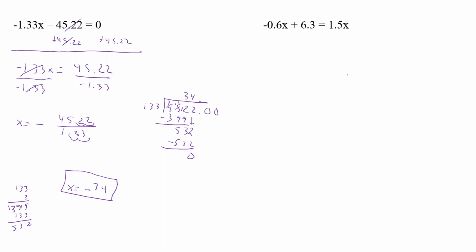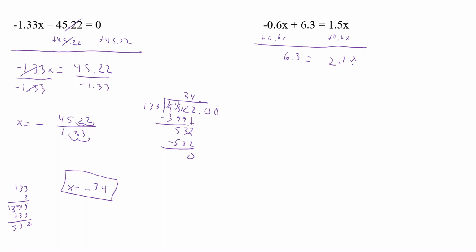All right, the next one. Here I've got a variable, and then a number. So I think I'll take the variables over, and then I have less things to do. So I'm going to add 0.6x to both sides. And so I have a 6.3 equals. Now I have an x, that's a 1, that's going to be a 2.1.